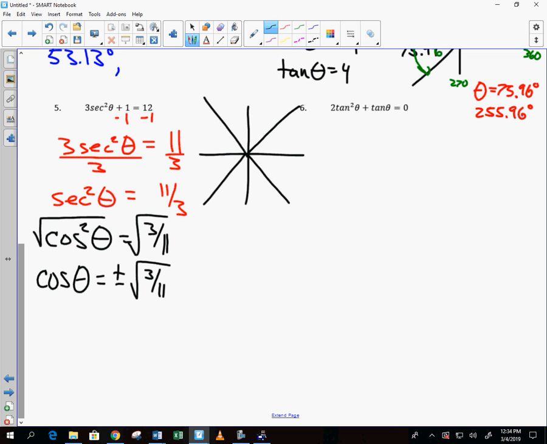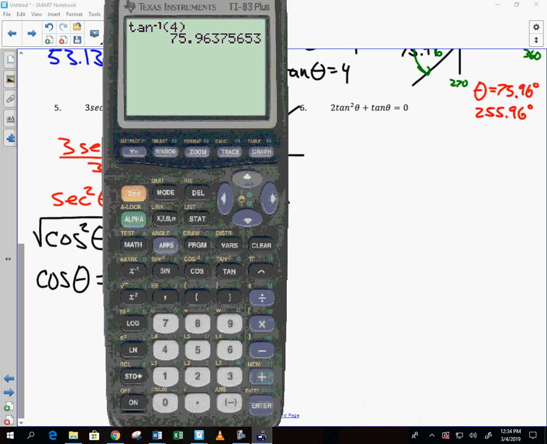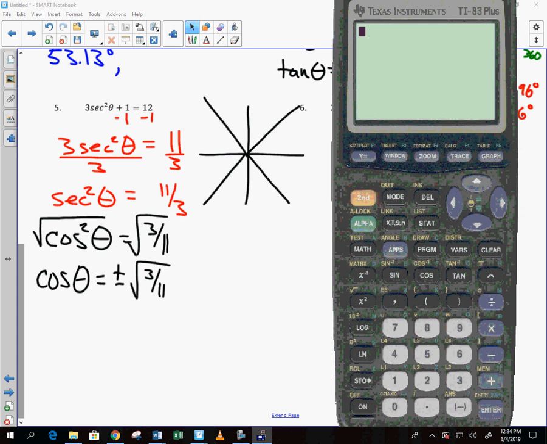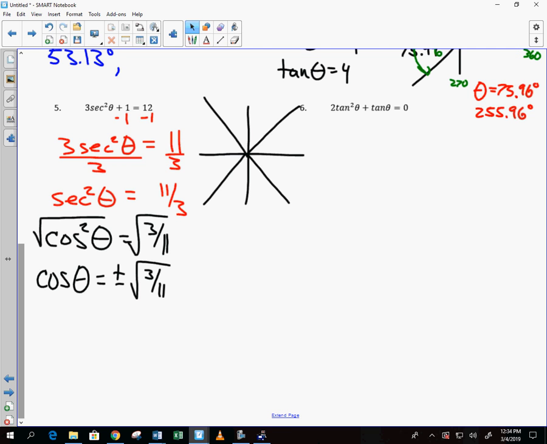So I go to my calculator. Be careful as you type it in that you get the square root. We have cosine inverse of the root of 3 divided by 11. And I get 58.52. Notice as I'm writing the 58.52, I'm always placing it between the x-axis and the terminal side. Never the y-axis. Always the x-axis and the terminal side. Okay?